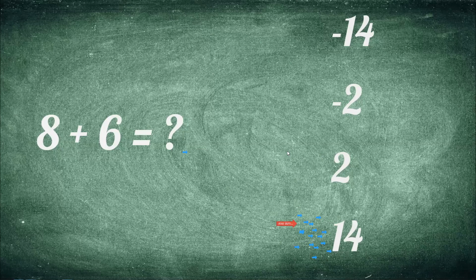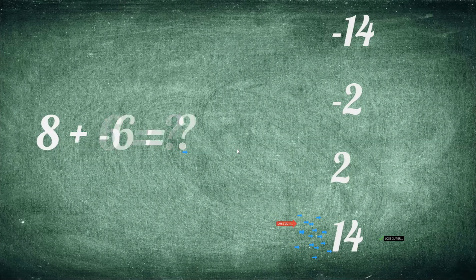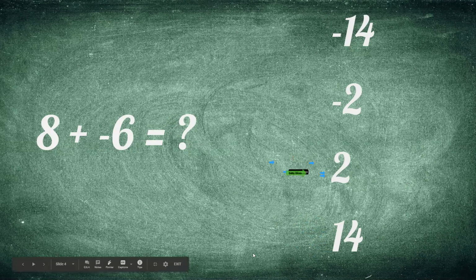Let's try another one. What about 8 plus minus 6? What do you guys think that is? If 8 plus 6 is 14, what do you think 8 plus minus 6 is? Go ahead and stamp it near the number that you think. Okay, Gabby thinks 2. All right, Sundri, so yeah. Yes, 8 plus negative 6 is 2.